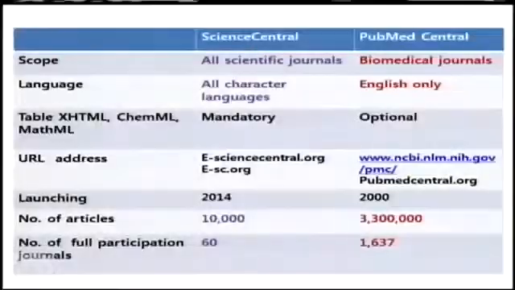If I summarize the function of ScienceCentral, the scope is all scientific journals. PubMed Central is biomedical journals. Language is all capital languages in the world. PubMed Central is English only. Text, HTML, ChemML, MathML is included in ScienceCentral as mandatory, but in PMC it is optional. You can see the URL address, and launching is just last year. And number of articles is still not so much, just 10,000. PubMed Central, 3 million. Number of journals is 60, and it's more than 1,600.